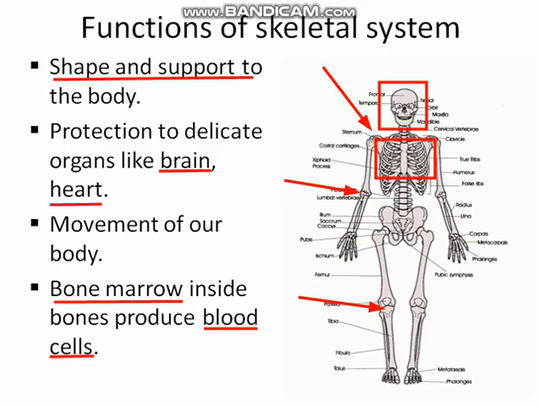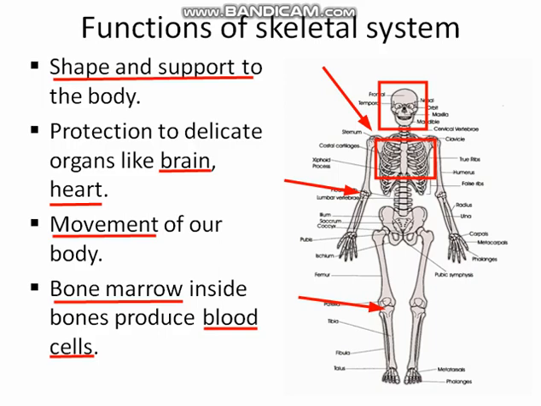So broadly speaking, the functions of skeletal system in our body are: it gives shape and support to our body. It gives protection to the delicate organs of our body like brain, heart, lungs, liver. And it helps in the movement of our body. And the bone marrow which is present inside the bones helps in the production of blood cells, that is RBCs, meaning red blood cells, or WBCs, meaning white blood cells.